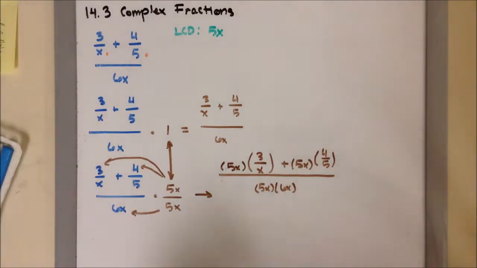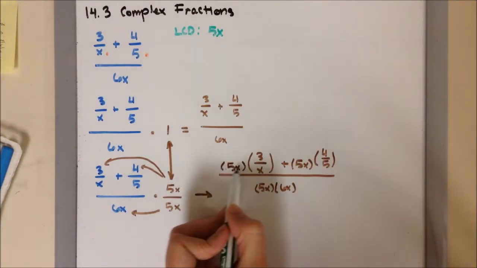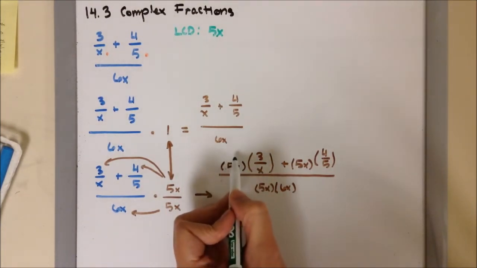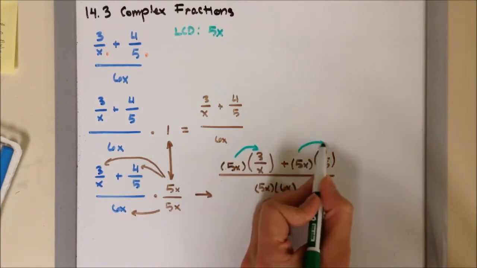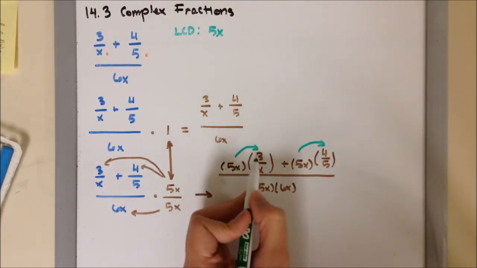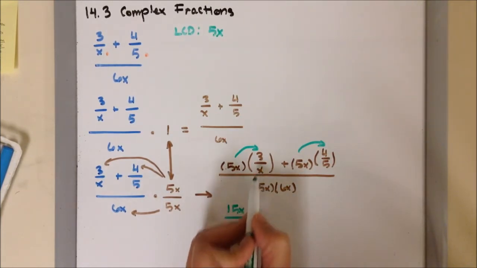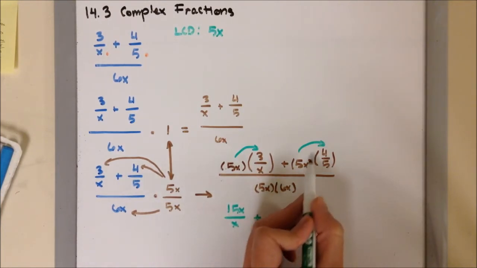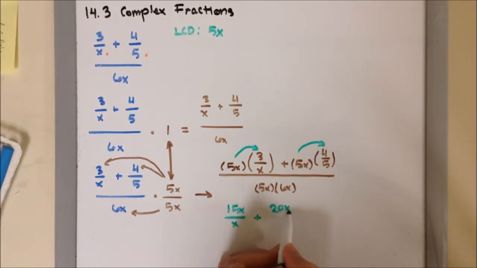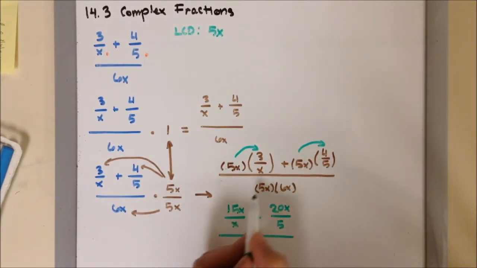Now, just like how we did before in the previous chapters, if it's a whole number or whole variable, you're basically going to multiply to the numerator of the fraction. Nothing new. So 5x times 3 is 15x over my x, that's the original denominator, plus 5x times 4, that's 20x over my original denominator, which is the 5, over, now in the denominator of the whole fraction, 5x times 6x, that's 30x squared.